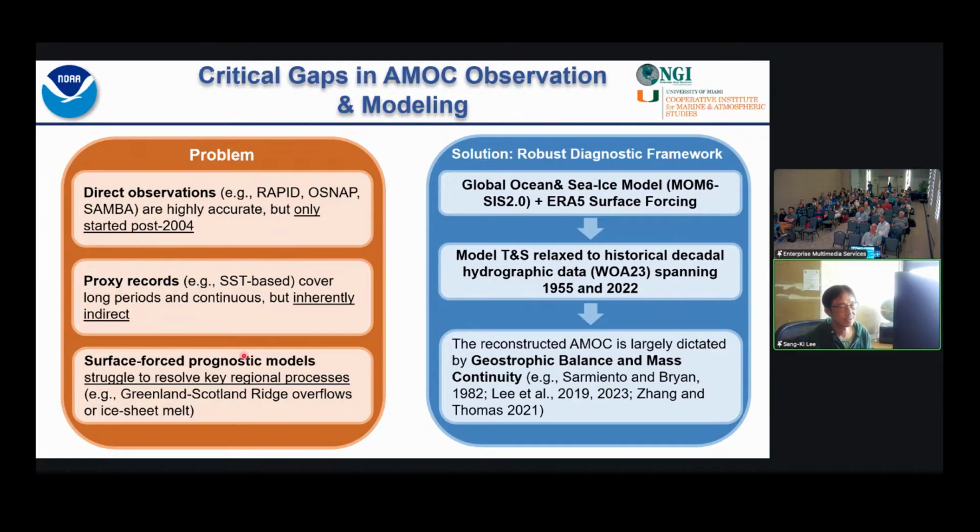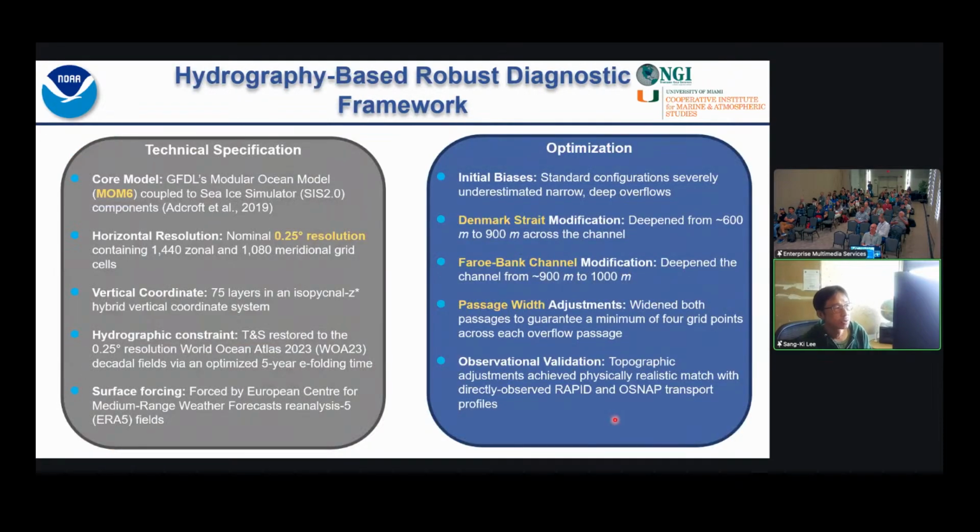To address these gaps, we used a robust diagnostic ocean model with the temperature and salinity relaxed toward the historical hydrographic database. This ocean model is based on GFDL's MOM6 at a 1/4-degree resolution with 75 layers in a hybrid coordinate system. The model temperature and salinity were relaxed to World Ocean Atlas 23.